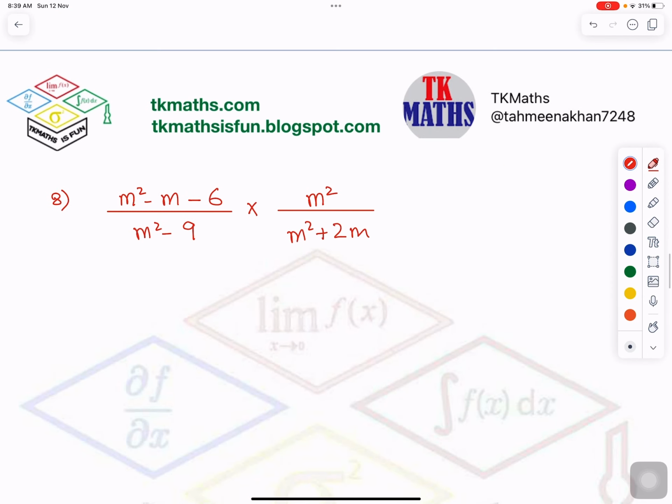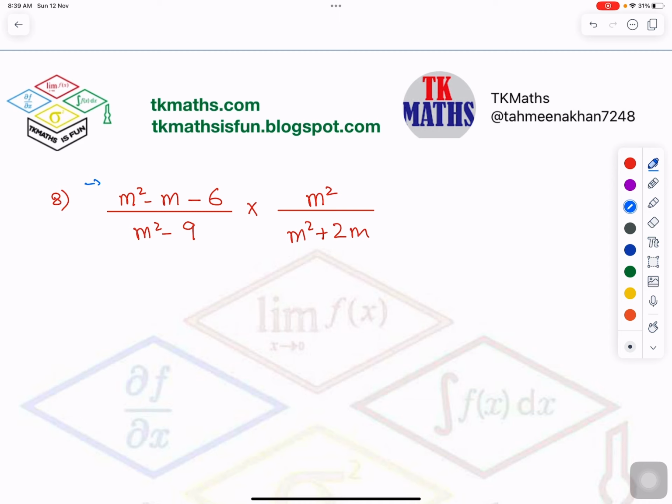Now let's see this question. This is a tricky and the last question of this video. This is an algebraic fraction and you have to simplify it. You have to write it in the simple form. I can see here this is quadratic, all is quadratic.